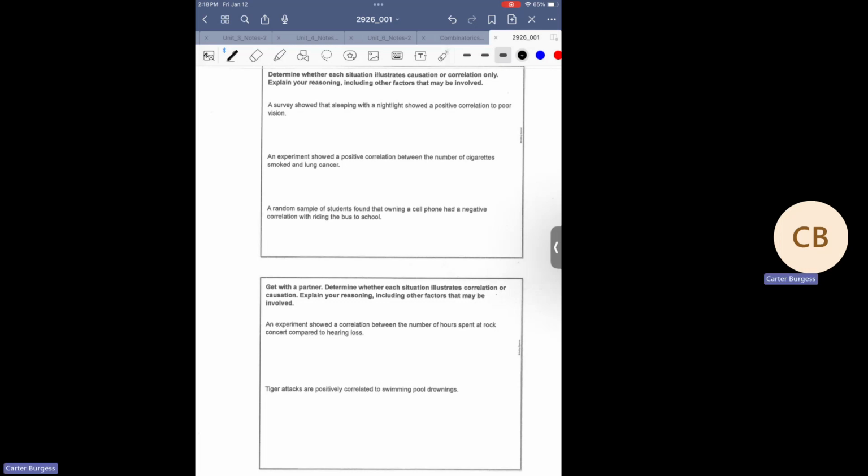So label them. Two steps. First, label: do we see causation or do we see correlation? And then figure out what would maybe be causing this correlation that is not being analyzed. You're, of course, free to talk with each other and talk through these.